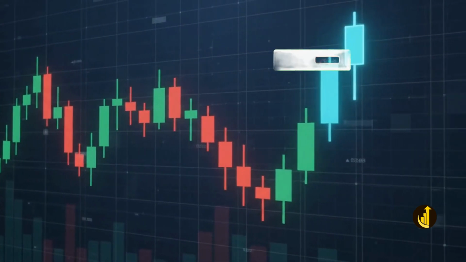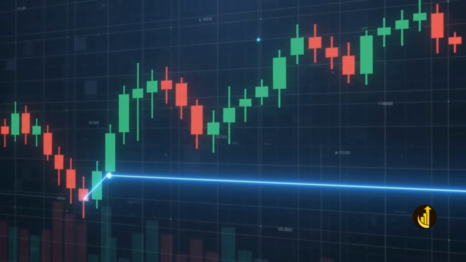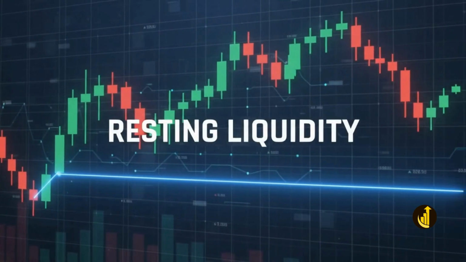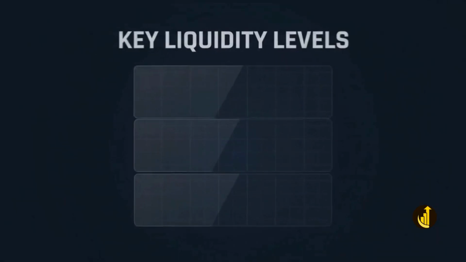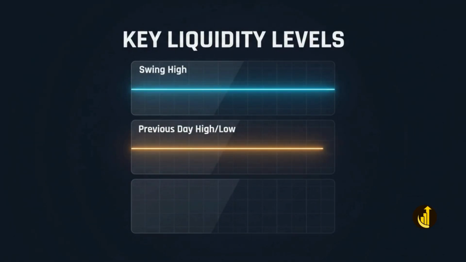Now let's talk about resting liquidity. Resting liquidity refers to a major liquidity area that hasn't been swept yet. Take this swing low, for example. I'll mark a line at that level. A swing low is just one example. There are several other levels worth watching too.